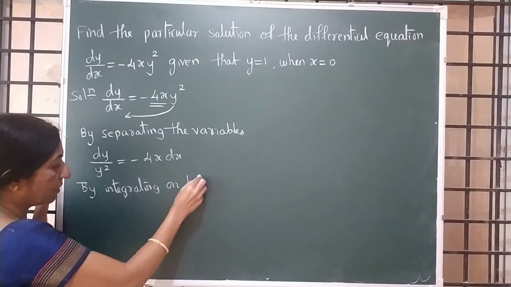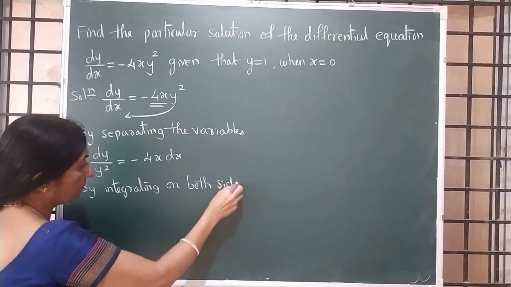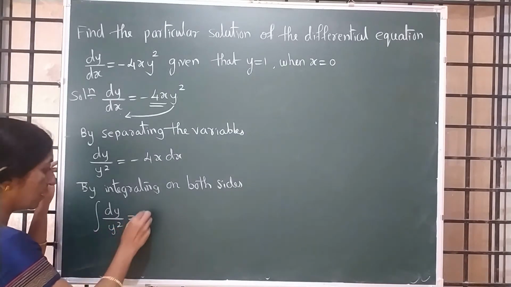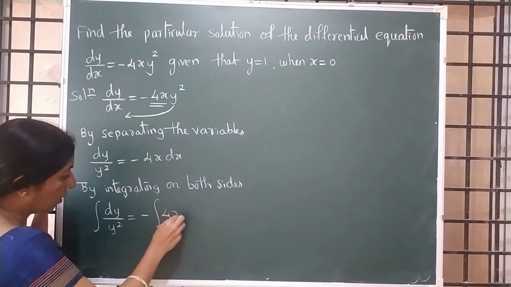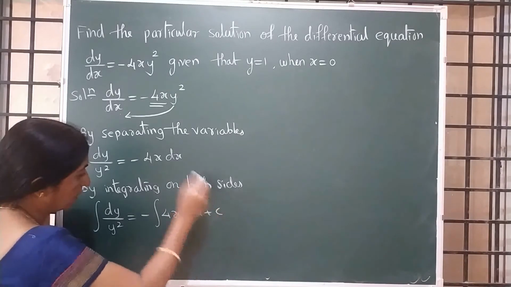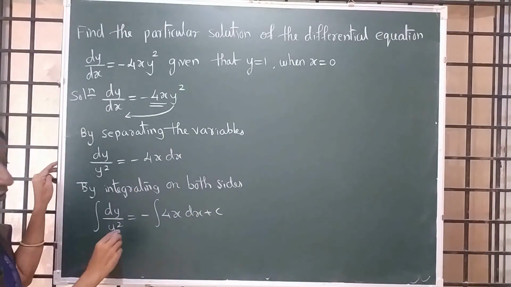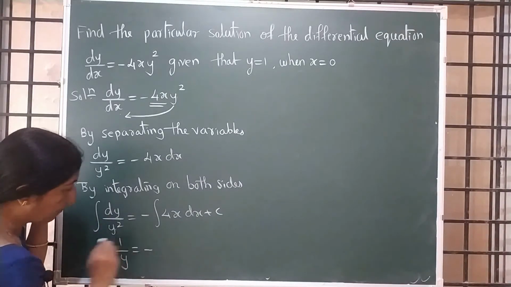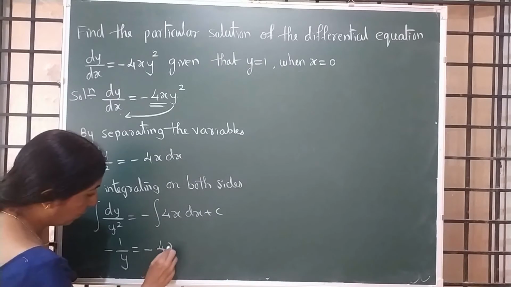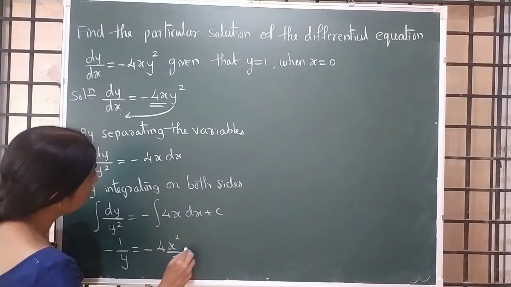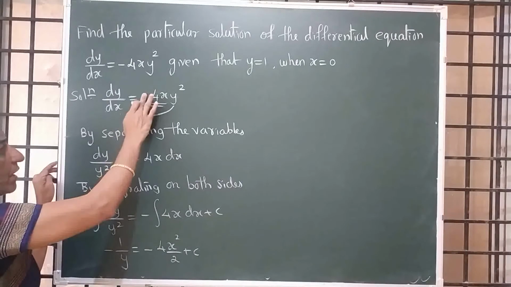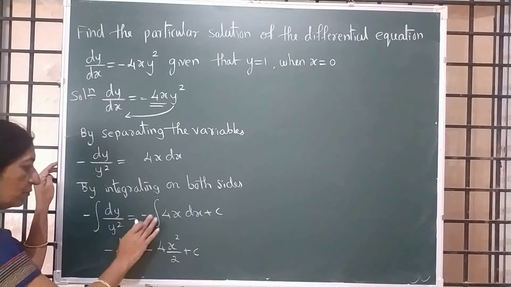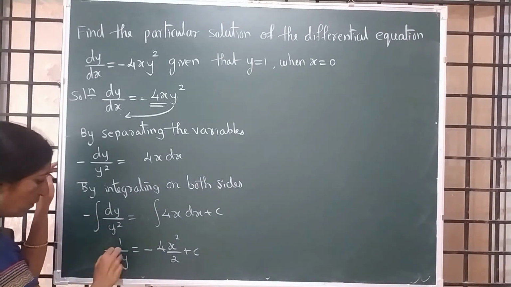on both the sides, dy upon y square is equal to minus 4x dx, I wrote the minus outside, plus c. We know that we are not getting a log. The integration of 1 by y square is minus 1 by y, minus 4x square by 2 plus c. Otherwise you can take minus here also, it becomes plus, minus into minus becomes plus.